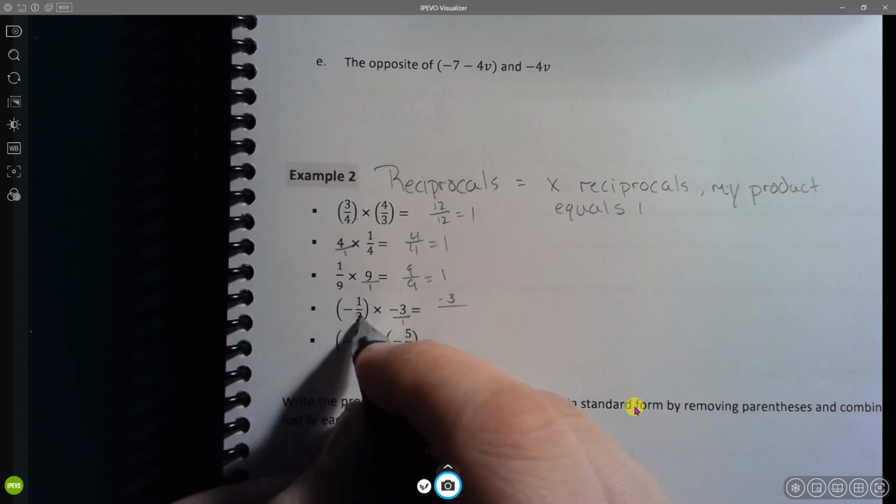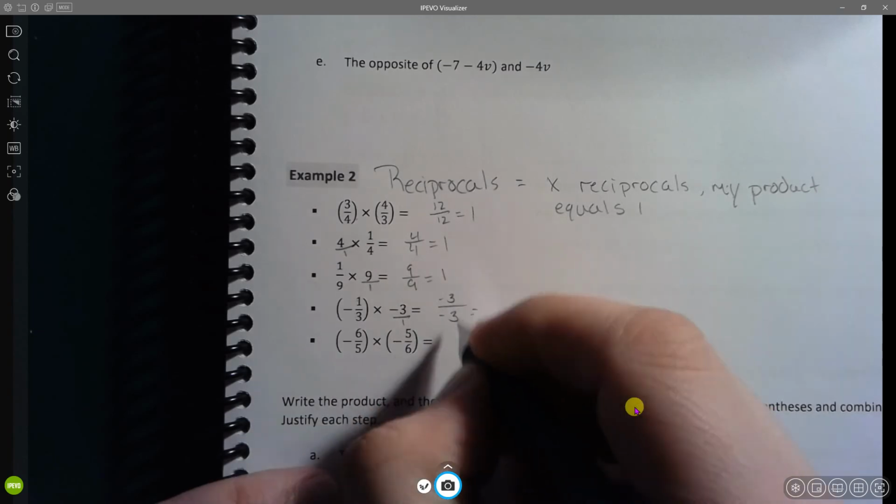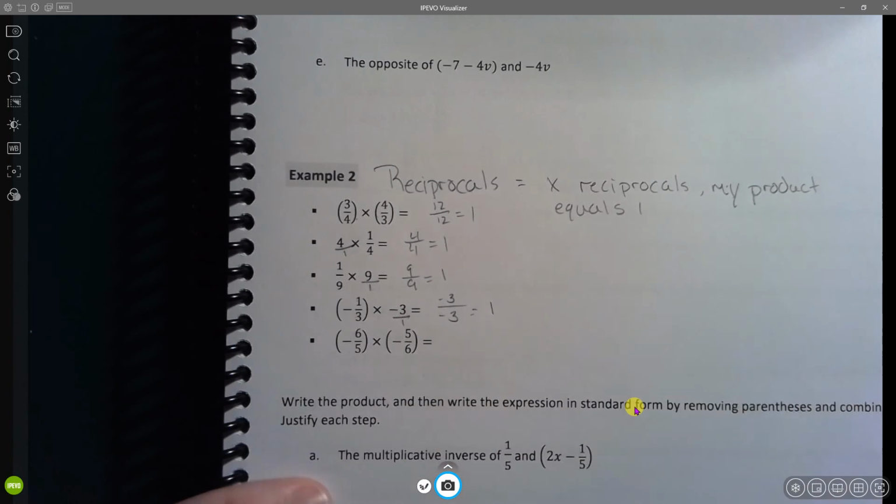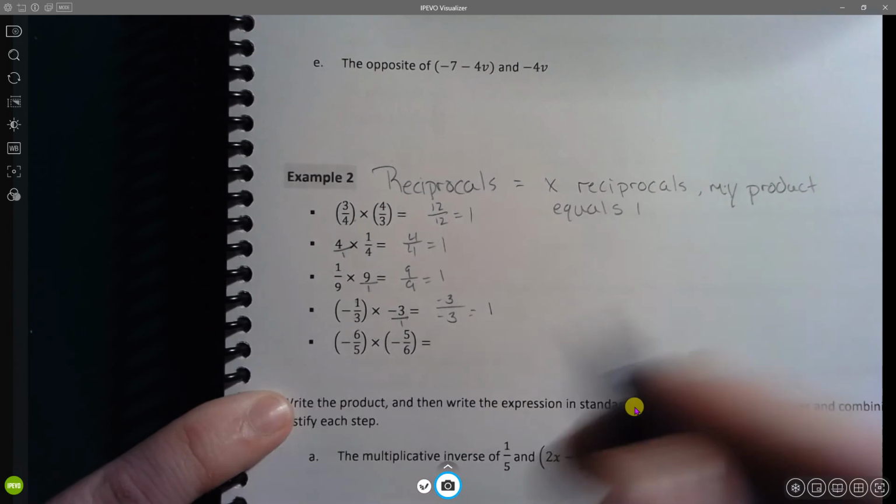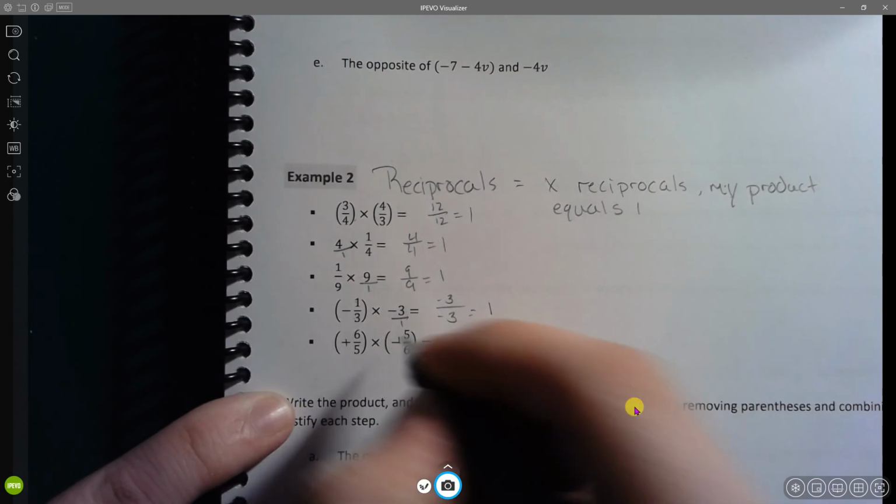Negative 3 times 1 is a negative 3. A negative 3 divided by a negative 3 is going to be a positive 1. Again, a negative times a negative is going to be a positive. So we're just going to go ahead and change these to a positive real quick.